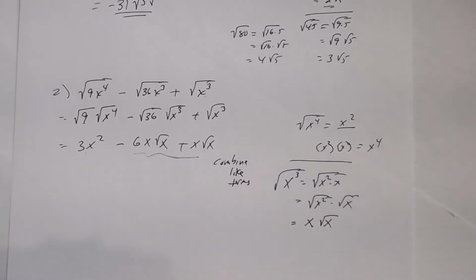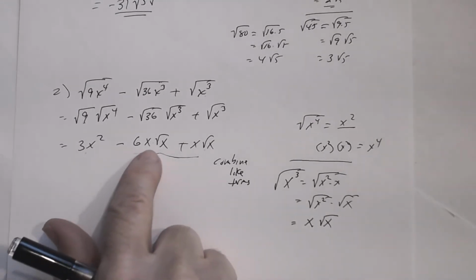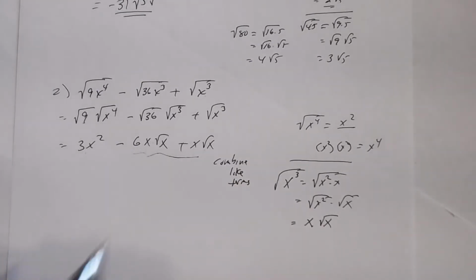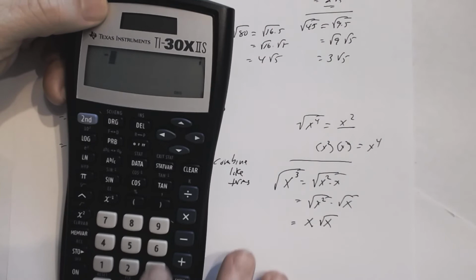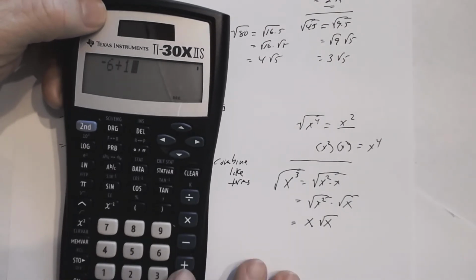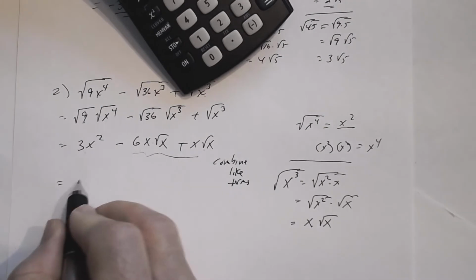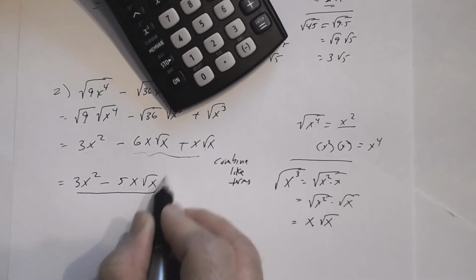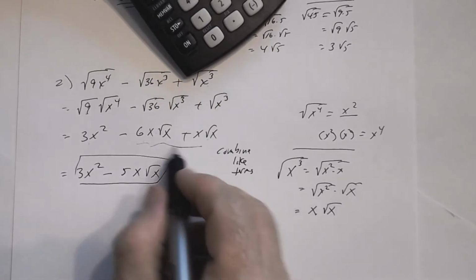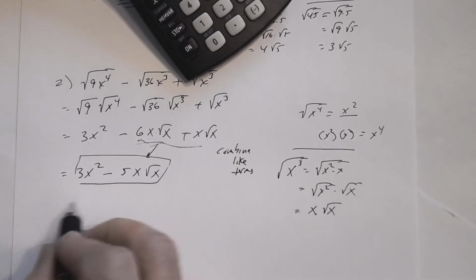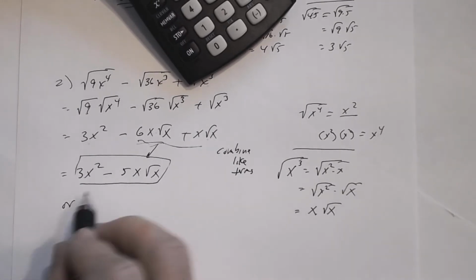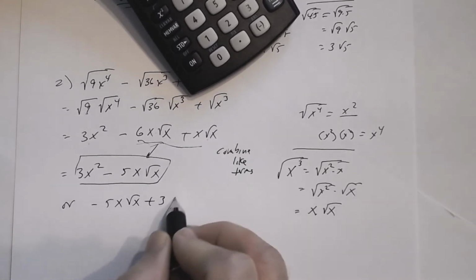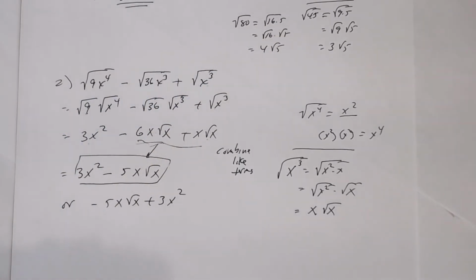Basically you just look at the coefficients: I have negative 6x square root of x and a positive 1x square root of x. So what's negative 6 plus 1? If you don't know it, use your calculator. Negative 6 plus 1 is negative 5. So this becomes 3x squared minus 5x square root of x. That's the answer. These are like terms, and that gives you this right here. If you want to rewrite this, remember addition is commutative, so I can rewrite this as negative 5x square root of x plus 3x squared. All right, so that's number 2.